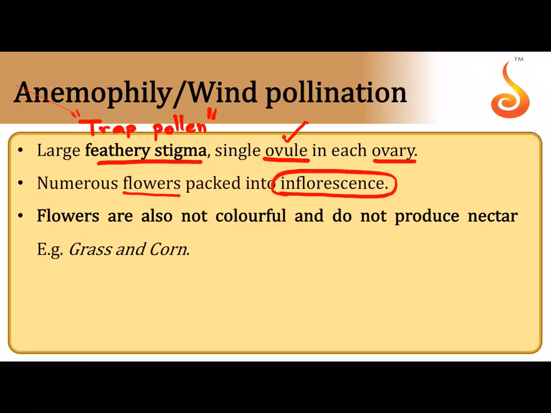There is no need to attract any honeybee or an ant or a moth or a wasp. So there is no need for the flowers to be colorful. There is no need for them to produce nectar. The best examples of wind pollinated flowers are grass and corn. Okay?